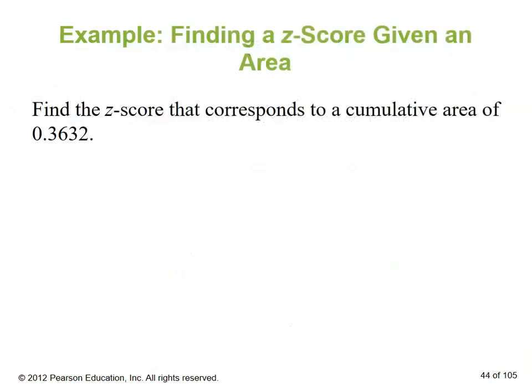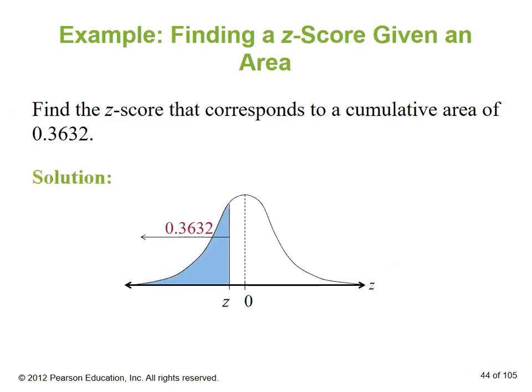So if we need to find the z-score that would correspond to a cumulative area of 0.3632, if I'm using the table, how do you think I would go about doing that? Where would I look for 0.3632? I've got to look in this part of the table, not the outer columns and rows, and find where it's 0.3632. Now, should that be on the positive side or the negative side? Negative side, and I know that because that's a number that's less than 0.5. So I'm going to scan through this and see if I can find 0.3632, okay?